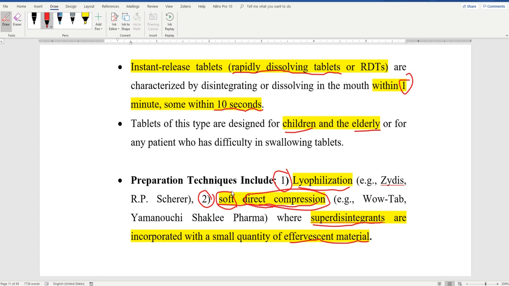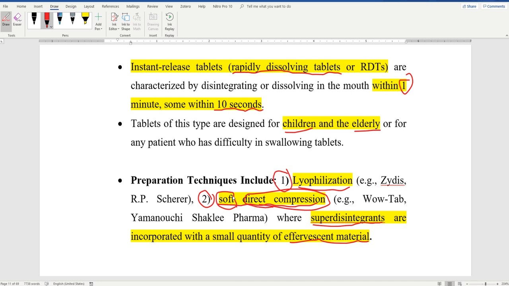Therefore the tablet will break easily. In lyophilization also the tablet will break easily. Here it will break easily. That's why I need to be careful, right? But I need that so that it can dissolve and disintegrate very quickly on the tongue.